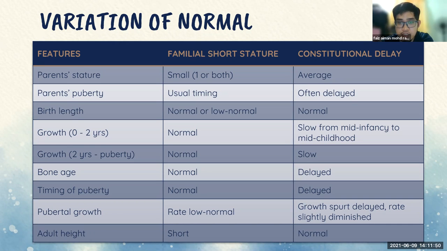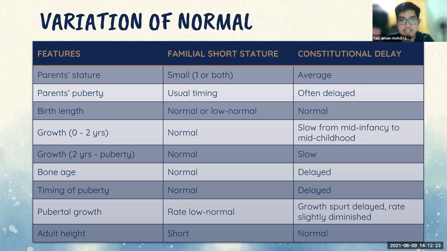But in constitutional delay, the child might have slow growth from mid-infancy until puberty. If we do a bone age, it can be delayed, and the timing of puberty is also delayed. Because of the delayed puberty, the pubertal growth will also be delayed and the rate of growth will slightly diminish. But eventually, when they are adults, they will reach the target height.